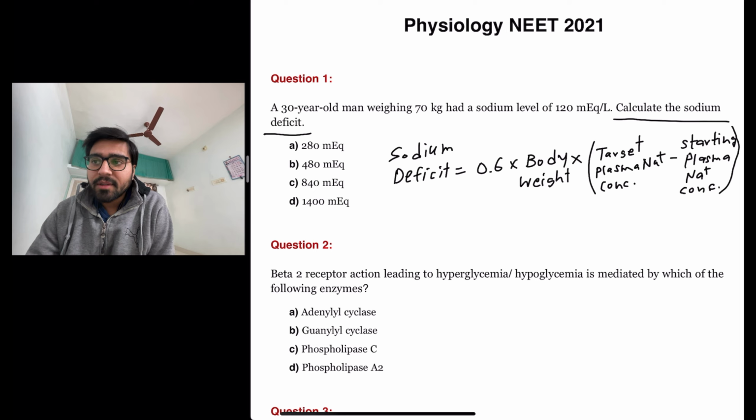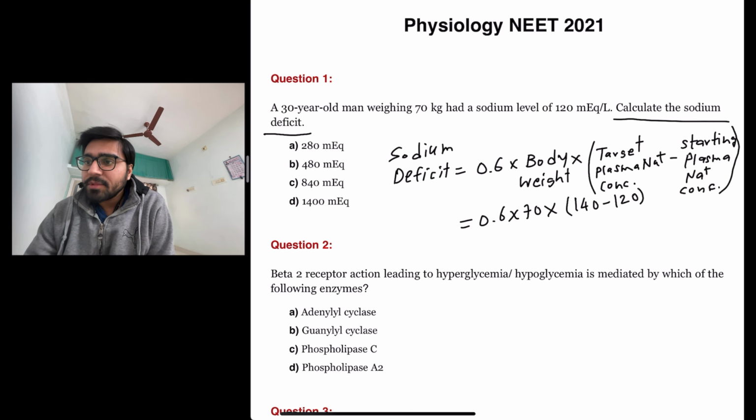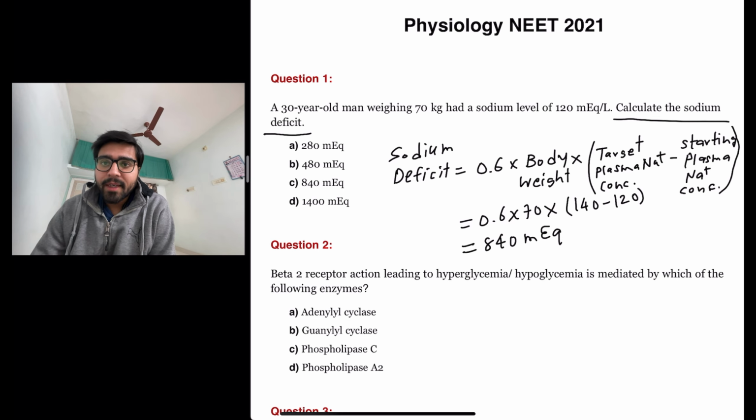So let us put the values in this formula. 0.6 into body weight, which is 70, that is given in the question. Target plasma concentration is 140 and starting plasma concentration is 120. So from this calculation, the sodium deficit becomes 840 milliequivalent. So the answer here is option C, 840 milliequivalent.